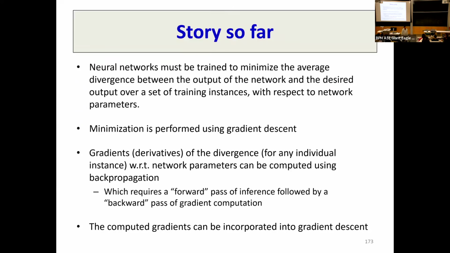So the story so far, neural networks must be trained to minimize the average divergence between the output of the network and the desired output over a set of training instances with respect to network parameters. Minimization is performed using gradient descent. And gradients can be computed using backpropagation, which requires a forward pass of inference followed by a backward pass of gradient computation, and the gradients can be incorporated into the gradient descent. So far so good, right?